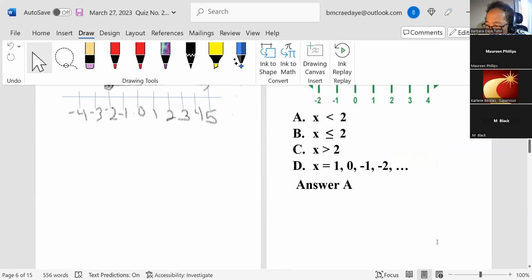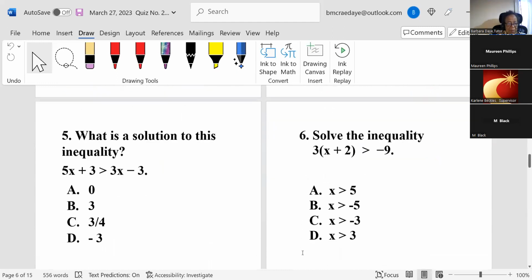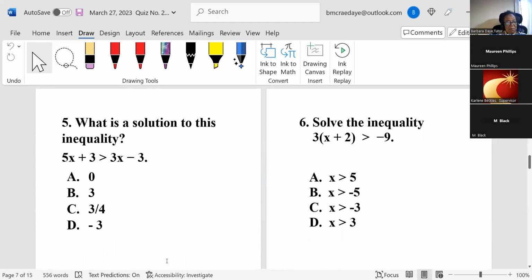And number 5, let's see. Maureen had D, that was correct. No, Maureen had B. Mercedes had D. So Mercedes was correct. And Maureen, you had B. Let's see, how did you get B? Number 5. Maureen, how did you get B? I just guessed. Oh, you just guessed. Now Mercedes had it right.